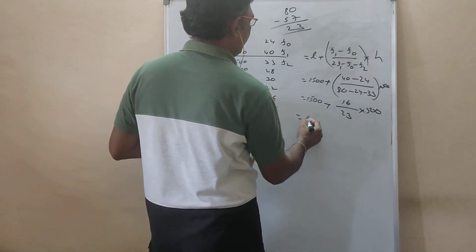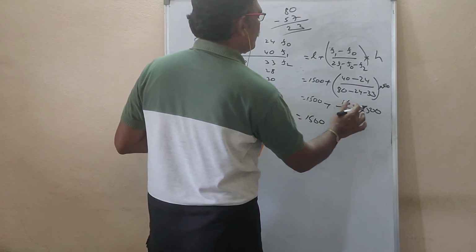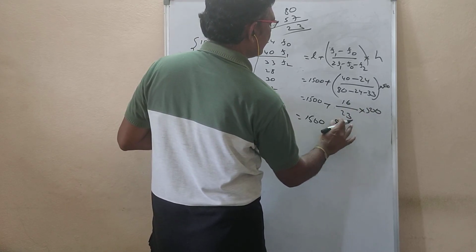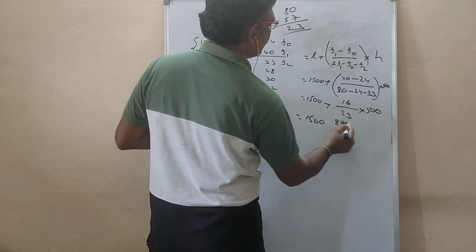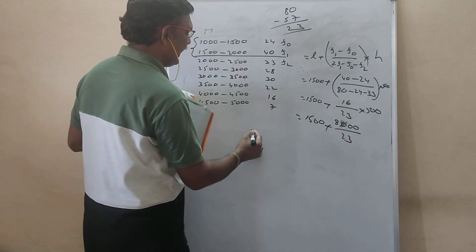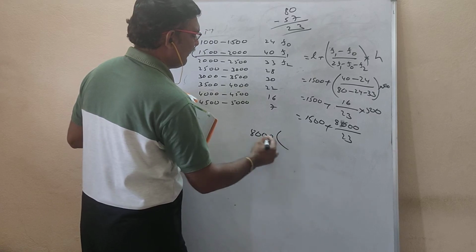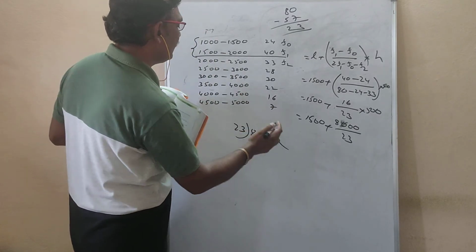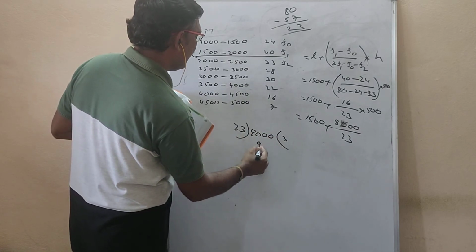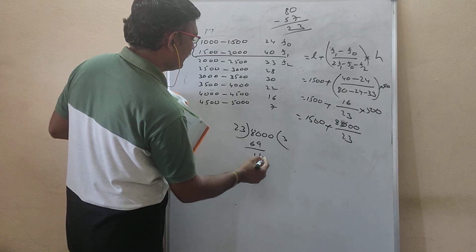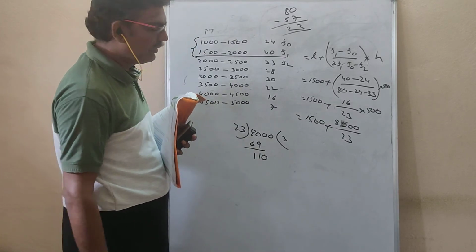If you multiply 16 by 5, it is 80. Two zeros by 23. So now what you have to do is divide 8000 by 23. 23 3s are 69, 3 2s are 6. 80 minus 69 is 11. 1, 0, take it down.